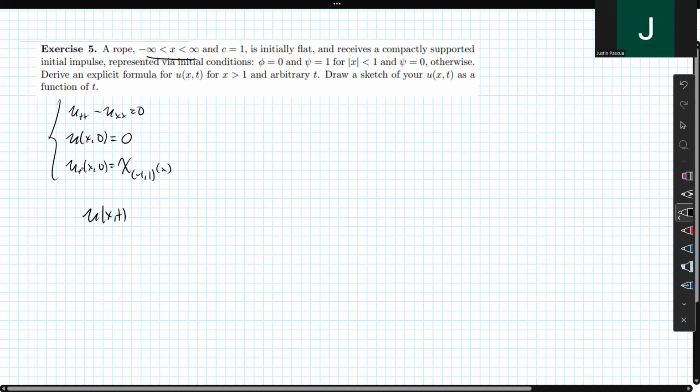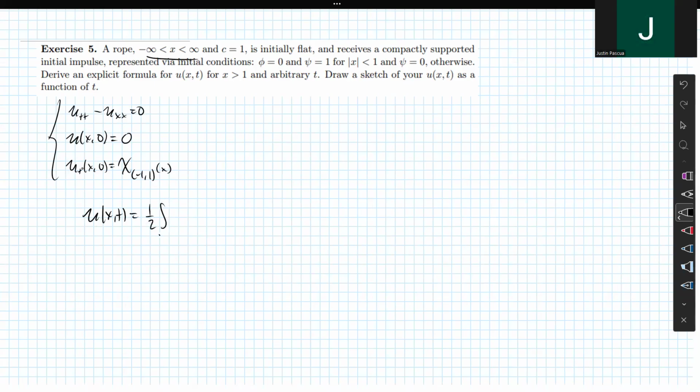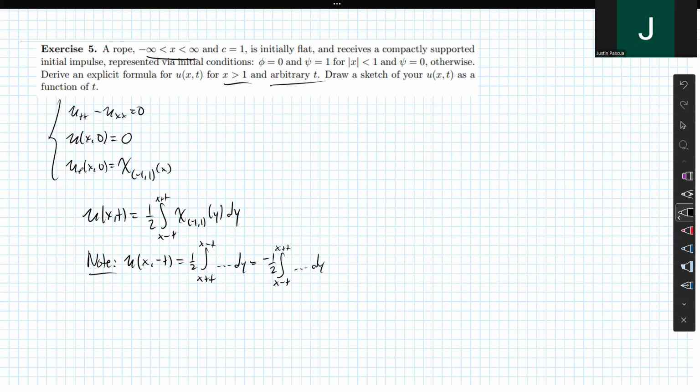So we can apply D'Alembert to get the following solution. And we're asked for an explicit formula for x greater than 1 and arbitrary t. So the first thing to note is that u is odd as a function of t, right? Because when you input negative t here, you just flip the bounds of integration. But you can again flip the bounds by introducing a negative sign out in front. So this just gives us negative u of x,t.